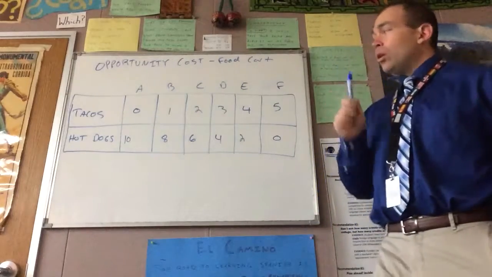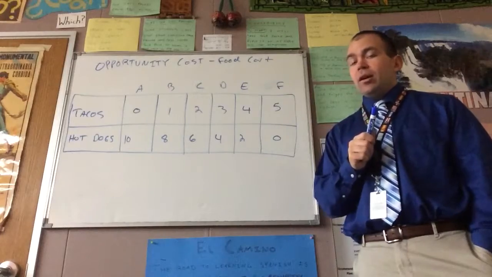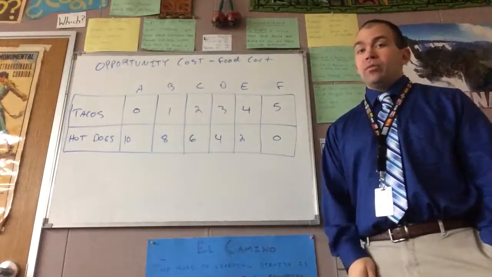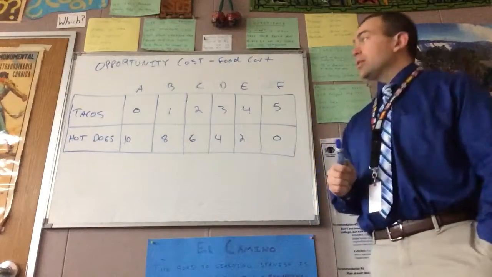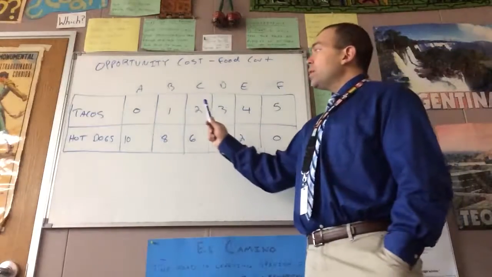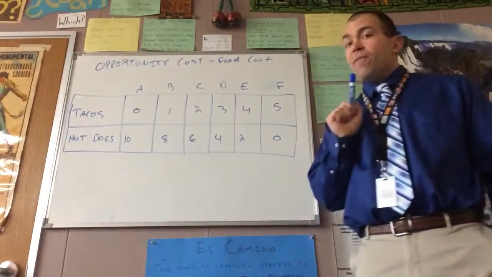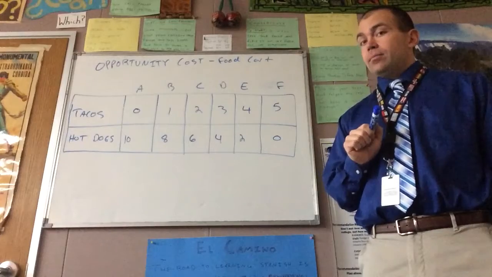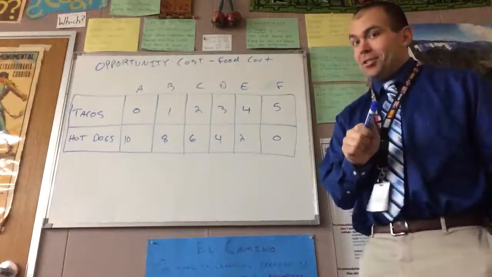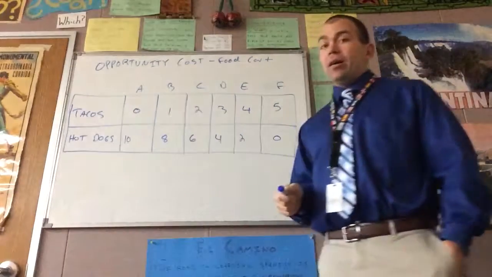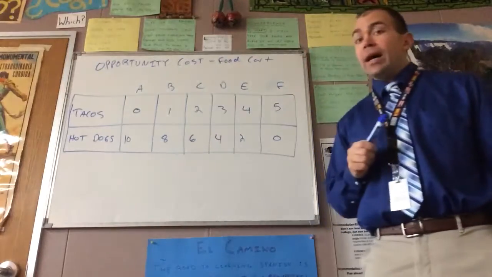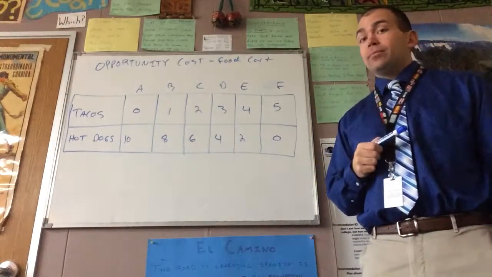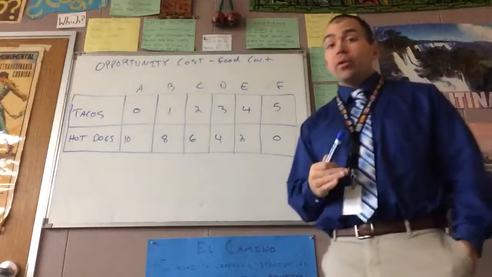So I'm going to give you one practice question here, and then we're going to go through a bunch more in the next video. So the first practice question is this: what is the opportunity cost of the first taco? Did you get it? Let's see. It is 2 hot dogs because you gave up 2 hot dogs to make that taco. Okay? So hopefully that made sense.